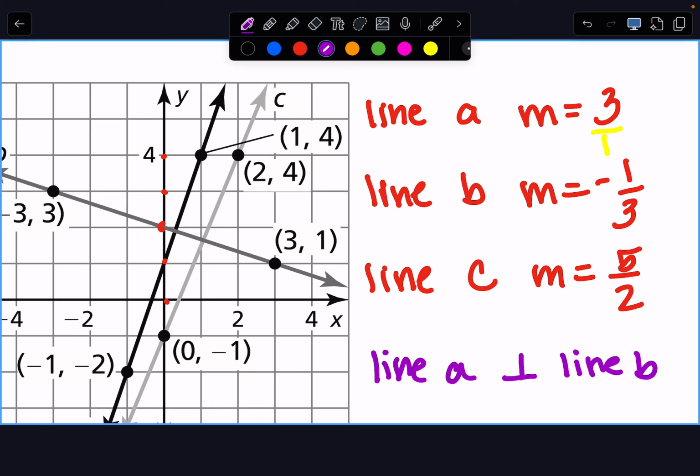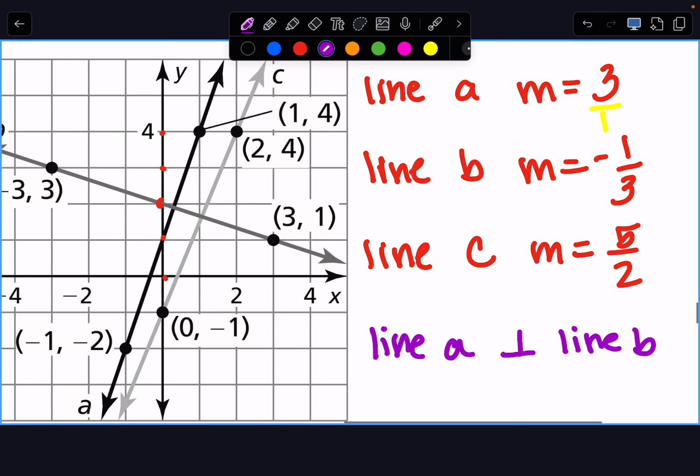So this is our shorthand for perpendicular. Are you okay if I write that instead of the really long word? Yeah. Okay. I don't want to write the really long word. I might misspell it.